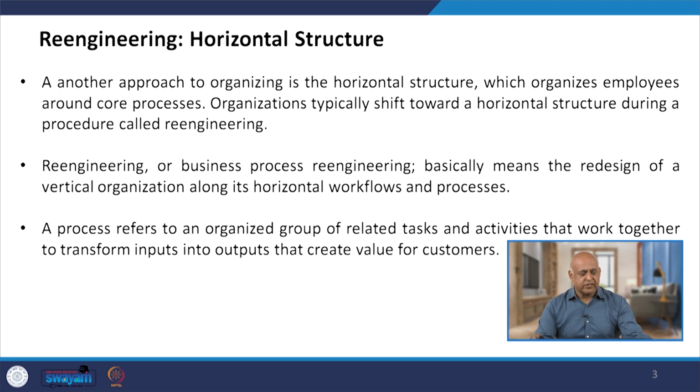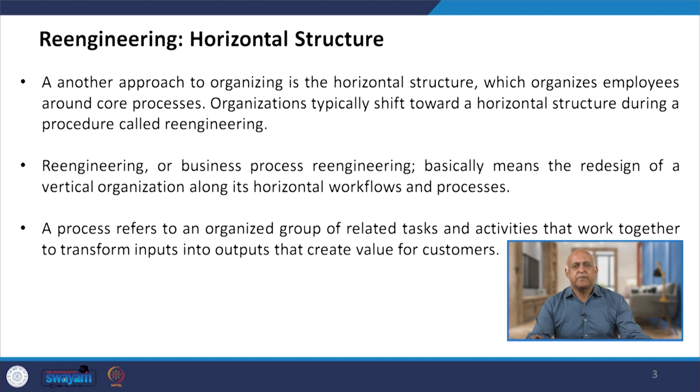Now, whenever we are talking about re-engineering the horizontal structure, it is another approach, the horizontal structure, which organizes the employees around core processes. Organizations typically shift towards a horizontal structure during a procedure called re-engineering. So, if an organization already has a horizontal structure and we talk about re-engineering, they will make it as per the need-based shifting of the reportings and the interpersonal changes of these employees.